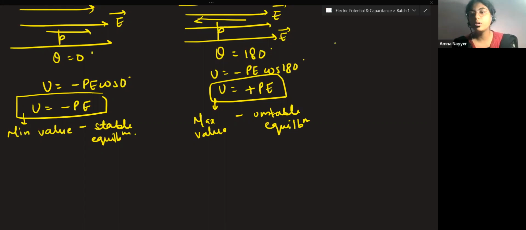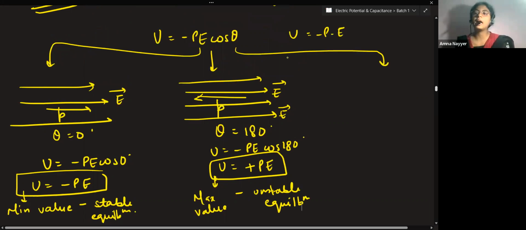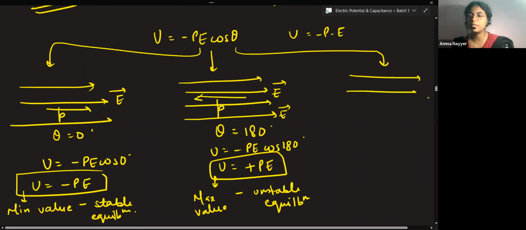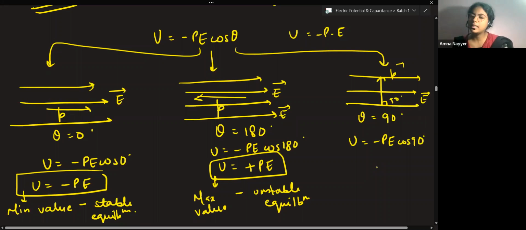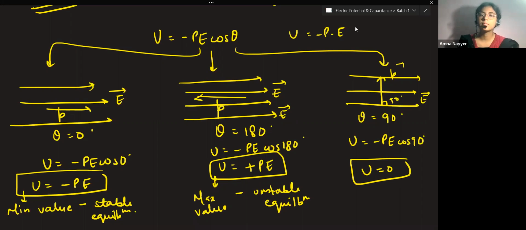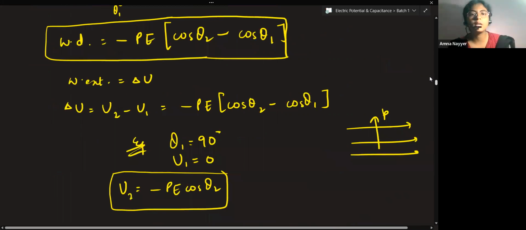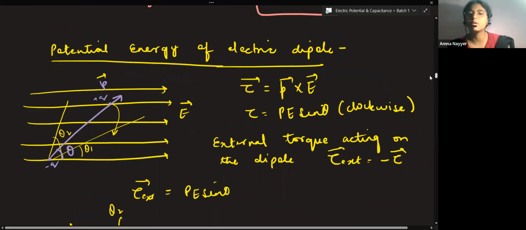Now, if your dipole and electric field are perpendicular, this is your electric field, the dipole is kept in this manner. The angle is what? 90 degrees. So theta is 90 degrees. U is equal to minus PE cos 90. Cos 90 is 0, so potential energy will be 0. Clear? Yes or no? Yes, ma'am. So just note this down as well. Then we'll do a question on this.